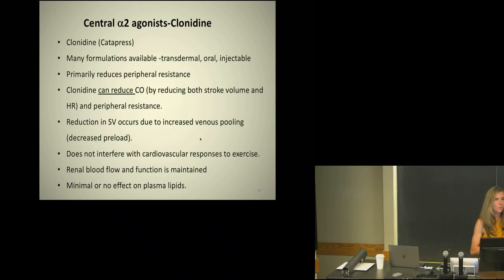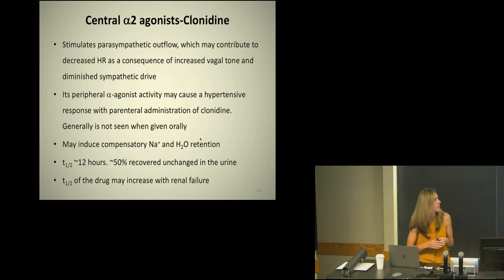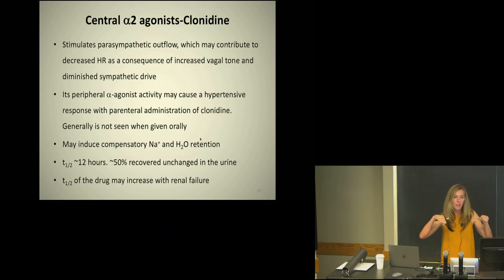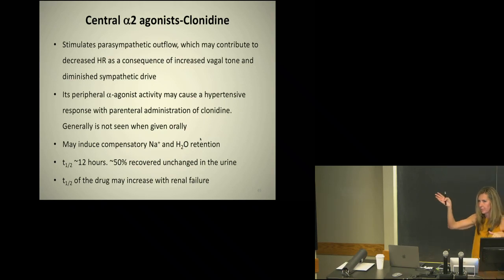Renal blood flow is maintained, and there's minimal to no effect on plasma lipids. So when you're comparing which drugs are attractive in which patient groups, these are things that you want to keep in mind. Okay. The other thing is because it's working centrally, there's also a likelihood of increased parasympathetic nervous system activity. Now, what do you remember about the parasympathetic nervous system?